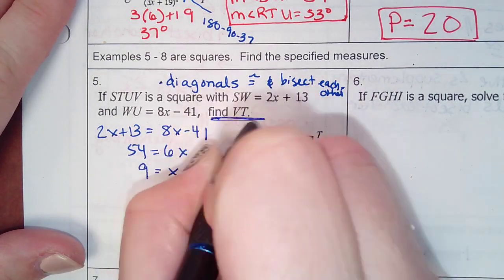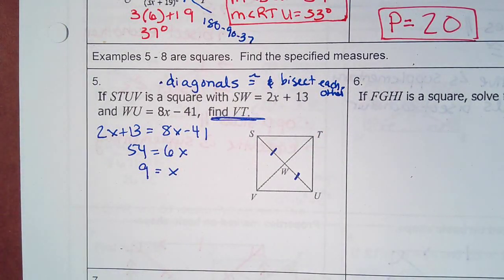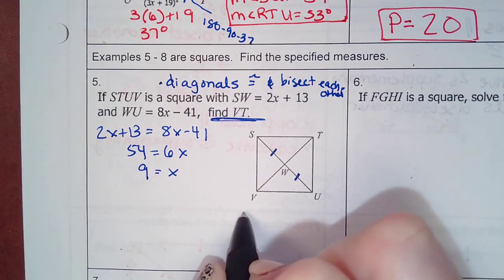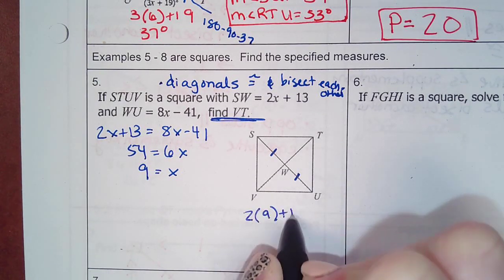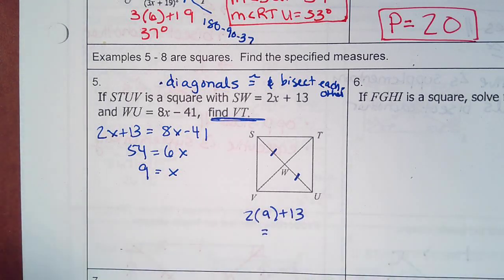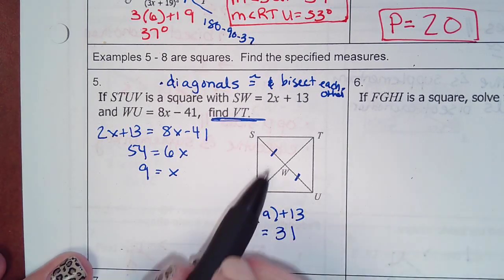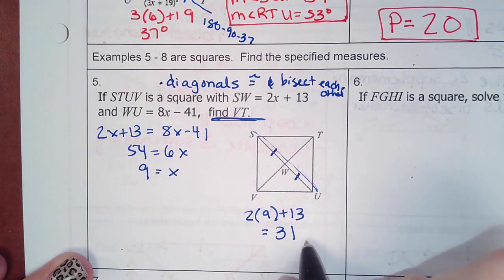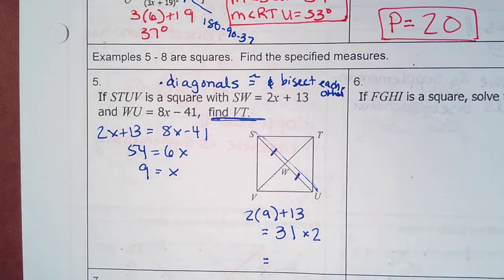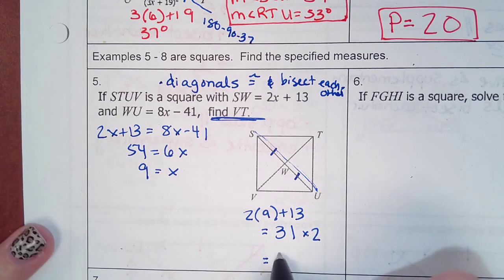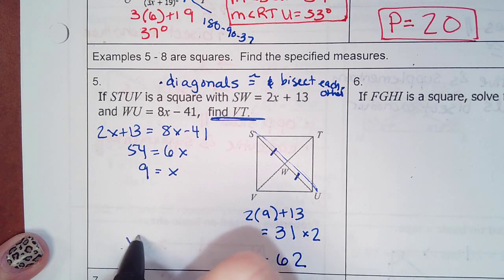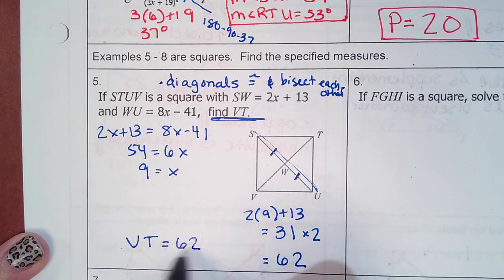I was asked to find VT, so I'm going to go ahead and plug that into one part of the diagonals. So 2 times 9 plus 13. 2 times 9 is 18. So I got 31 here. And if I want the entire diagonal, I'll multiply that by 2. So I get 62. So VT equals 62.